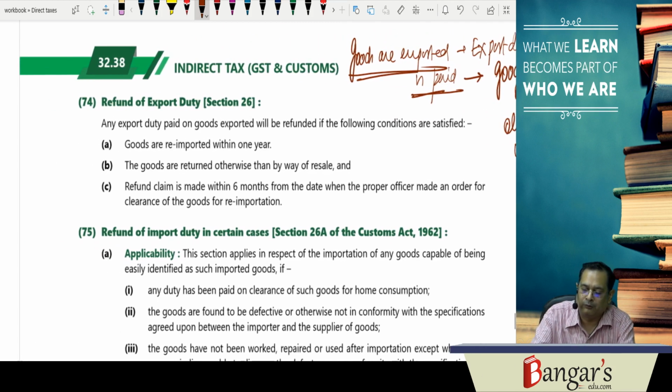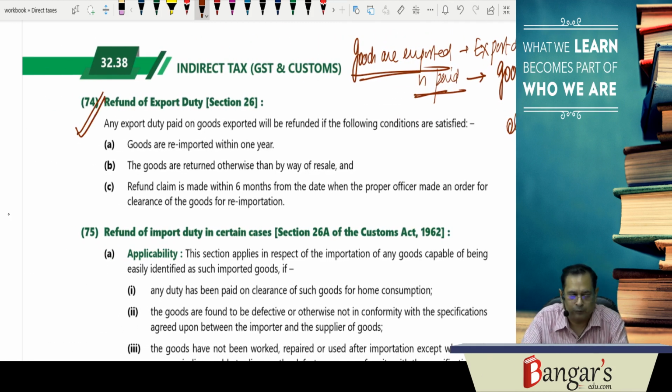Then we will get what? The refund of the export duty. So here any export duty paid on exported goods will be refunded if the goods are re-imported within 1 year.